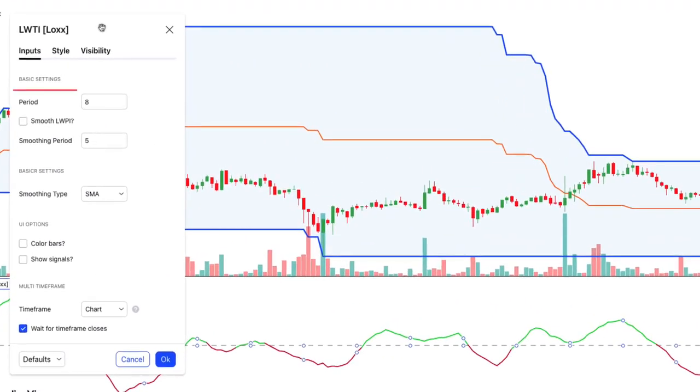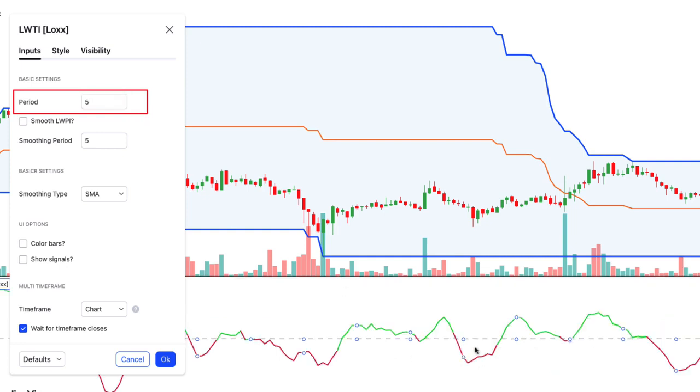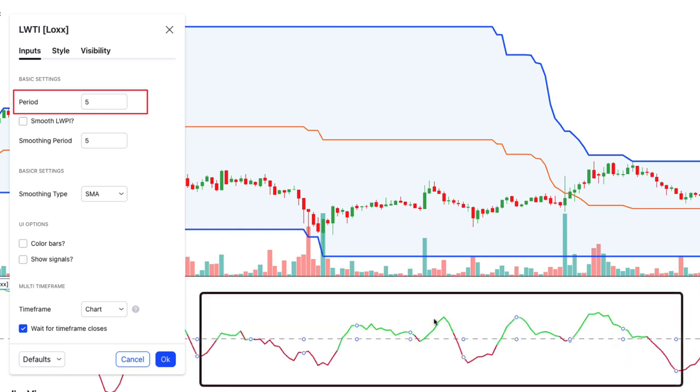The first setting that we can change is the period of the indicator. By increasing the value of the period, we can capture longer-term trends and potential trade signals. As you can see, if we increase the value significantly, a longer-term LWTI line is shown. Conversely, decreasing the period value can make the indicator more sensitive to short-term price movements. Now that we have decreased the value, we can see that this is indeed the case.